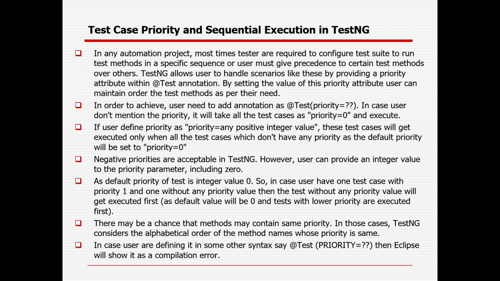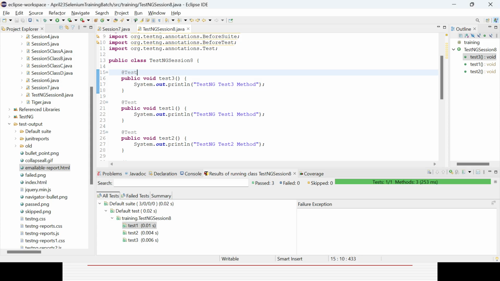So in order to achieve this, the user needs to add the annotation @Test with priority equal to a particular value. In case the user doesn't mention the priority, it will take the default priority as 0 and execute. Okay, so priority will take only numeric values. It can go to negative values, integer values, 0 and positive values. So how can I do the priority? Suppose I want to execute test 2 first, so I can give the priority.